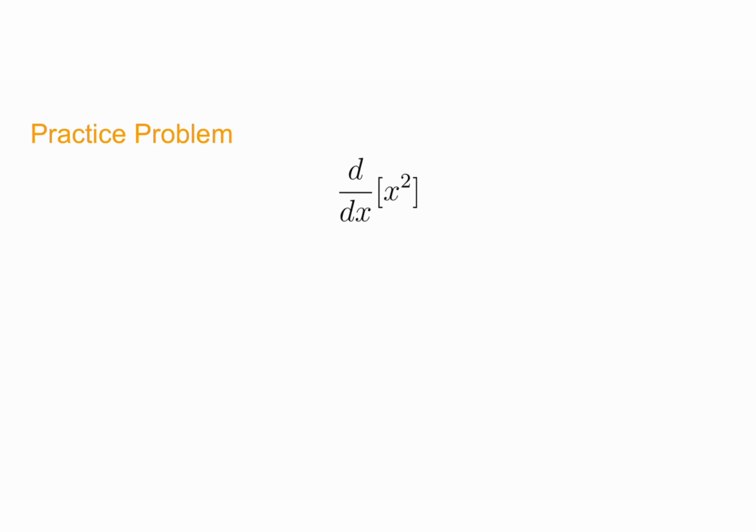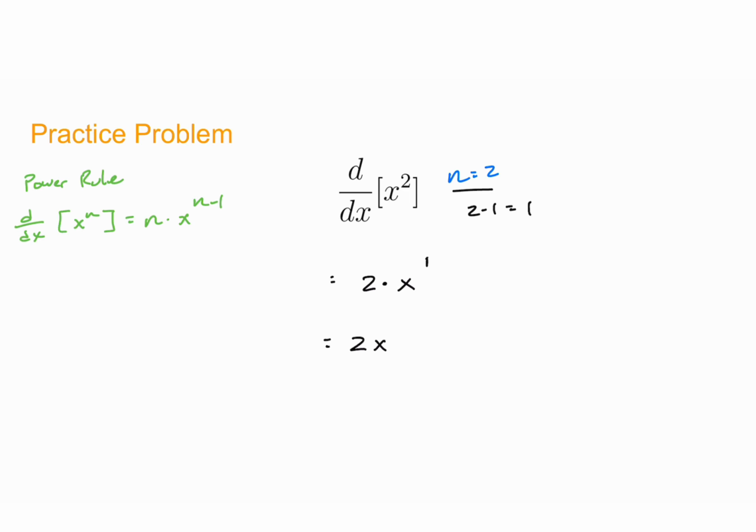So let's take a look at some practice problems. This is exactly what we just did, so remember our power rule. Power rule of d dx of x to the n is equal to n times x to the n minus 1. So here, our n is equal to 2. So our derivative is going to be 2 times x raised to the 2 minus 1. So 2 minus 1 is going to equal 1. So this is 2 times x to the first power, which is 2x.